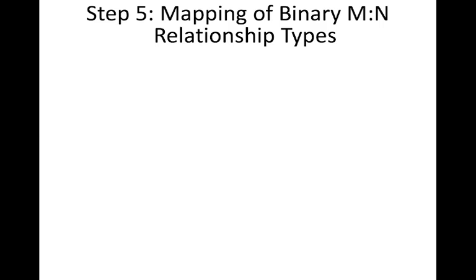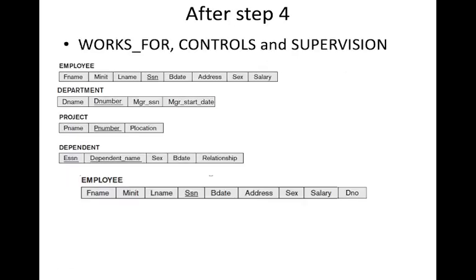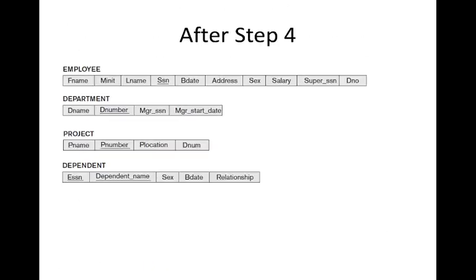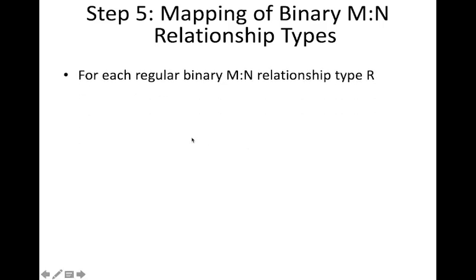Then next is step 5. So in step 5, we'll be mapping the binary M is to N relationship type. In this example, we have one M is to N, that is Works On, an M is to N relationship type. So what we have to do with that relationship? For each regular binary M is to N relationship type, we have to create a new relation.